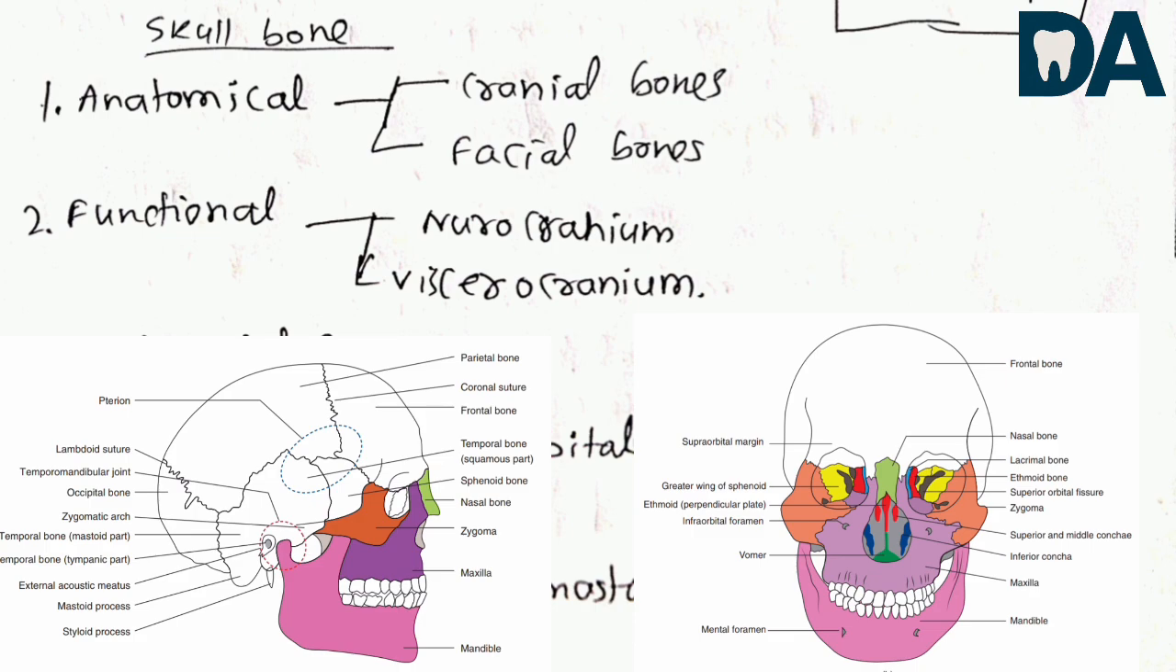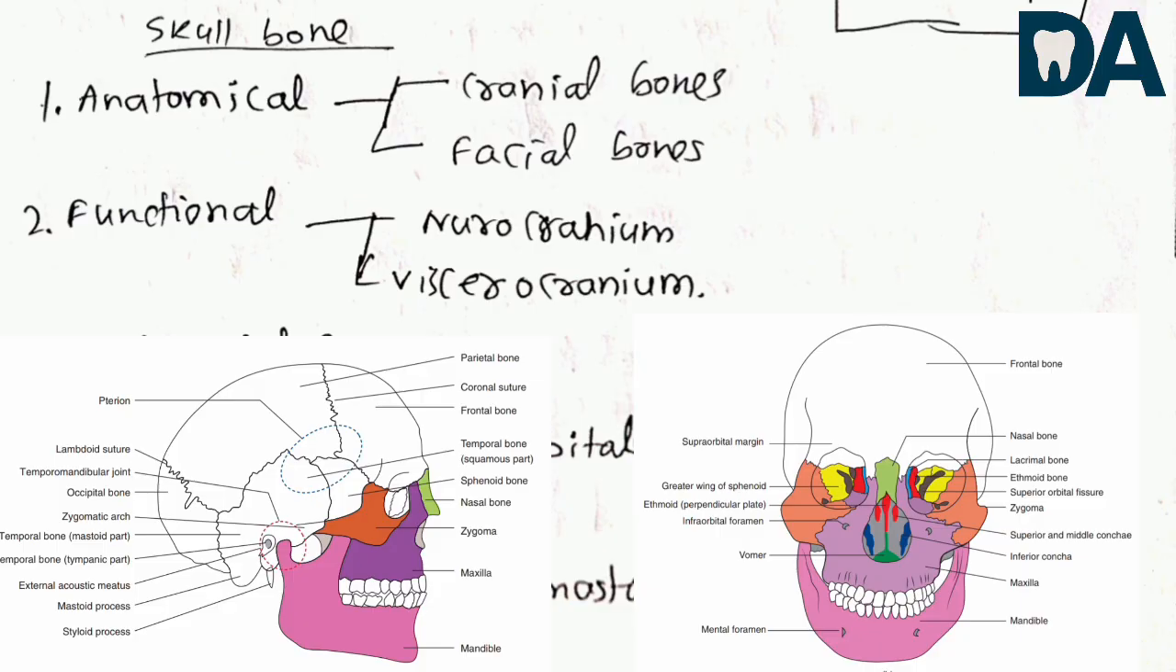It is further divided into the following: roof and floor. The roof comprises frontal, parietal, temporal, and occipital bones, and the floor comprises the orbital process of the frontal bone, sphenoid, ethmoid, petrous temporal, and the occipital bone. The second classification is the functional classification: viscerocranium.